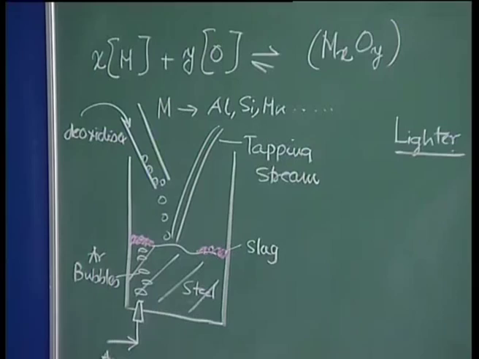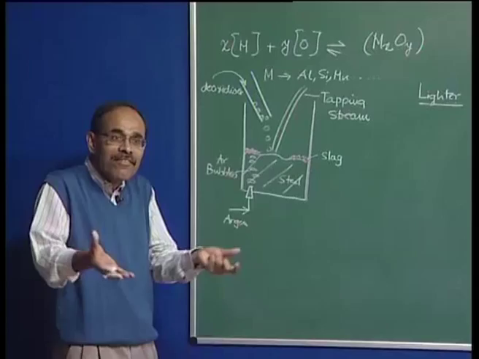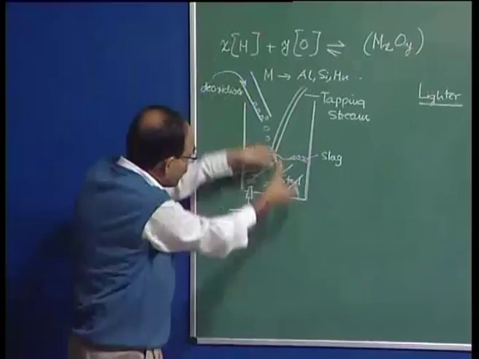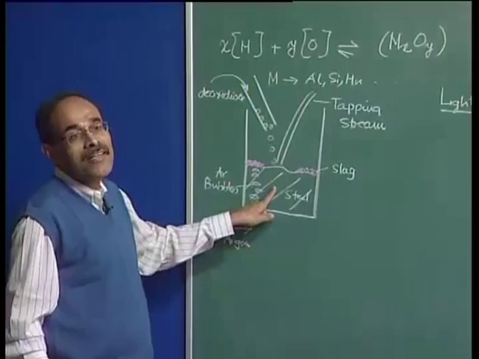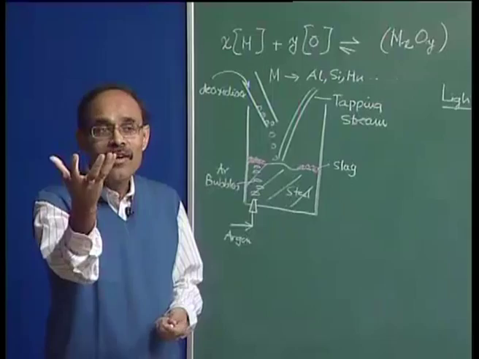So these deoxidizer elements are basically lighter, and when you are trying to pour them into the steel bath, it is understood that these deoxidizers will not penetrate much deeper into the bath. For example, go to a swimming pool, take a ball, and try to submerge the ball underwater.